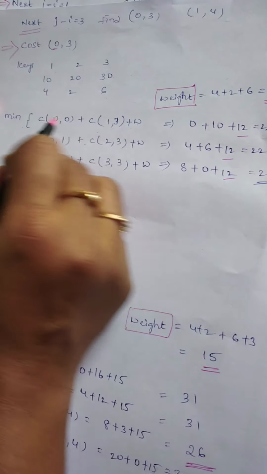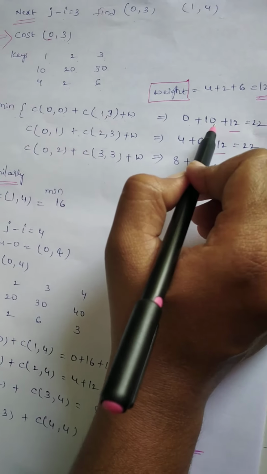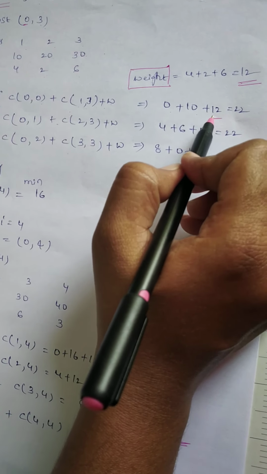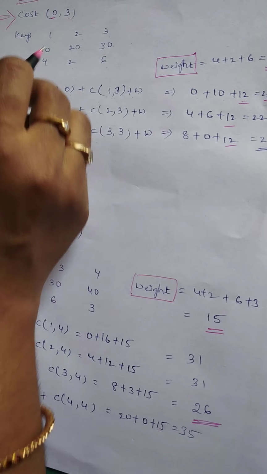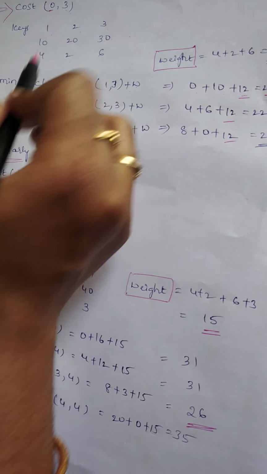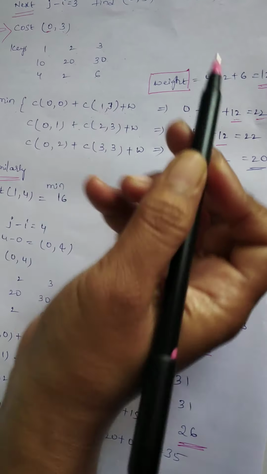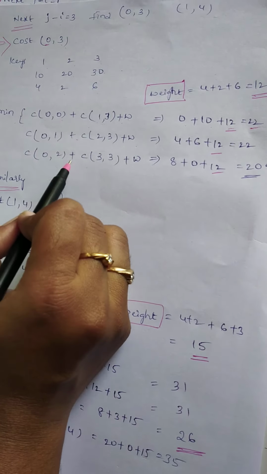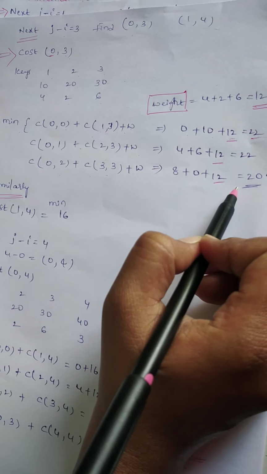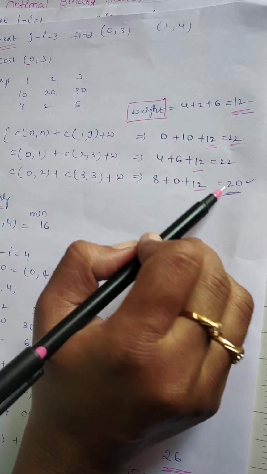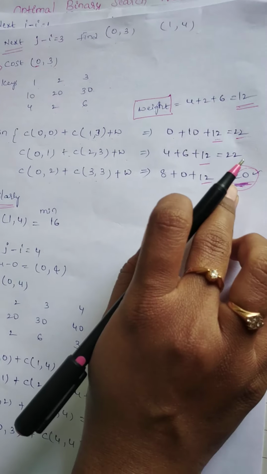So adding here. So 0, 0 value is 0. Next 1, 3 value is 10. Next adding this weight plus 12 equal to 22. Same, cost of next second key value is 0, 1 plus 2, 3 plus weight of the graph. Next calculate 0, 2 plus cost of 3, 3 plus adding the weight. So we get the values 20, 22, 22. The minimum least value is 22. So 0, 3 value is 22.